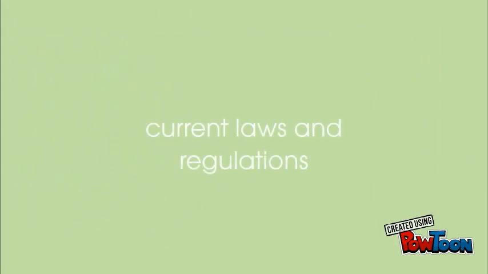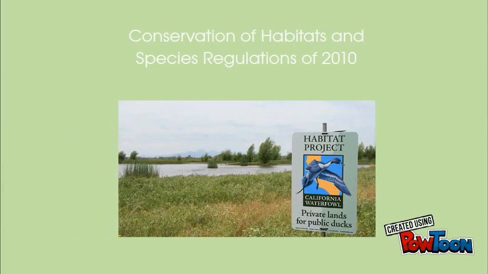Currently, there are quite a few laws and regulations that help prevent the loss of biodiversity. The Conservation of Habitats and Species Regulations Act of 2010 makes sure that any action will not be detrimental to the maintenance of the species concerned at a favorable conservation status in their natural range.